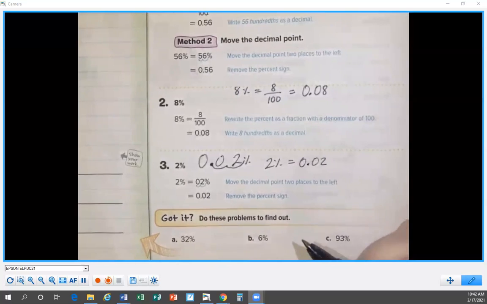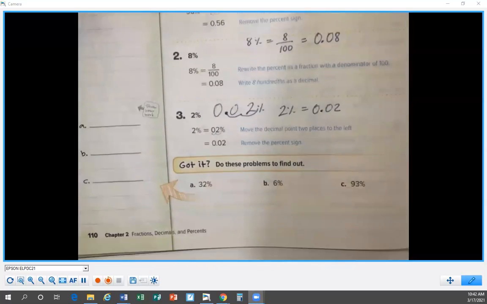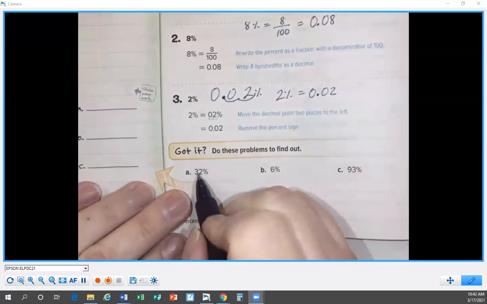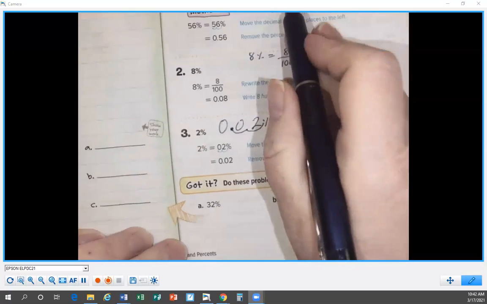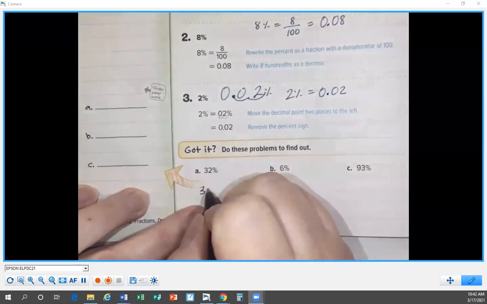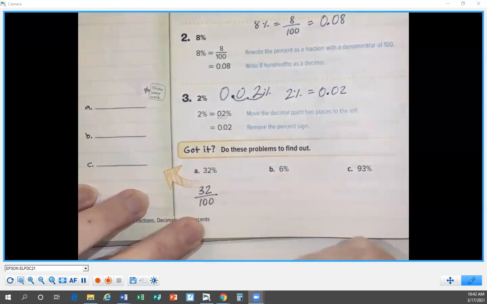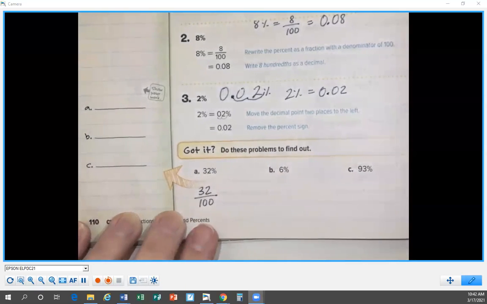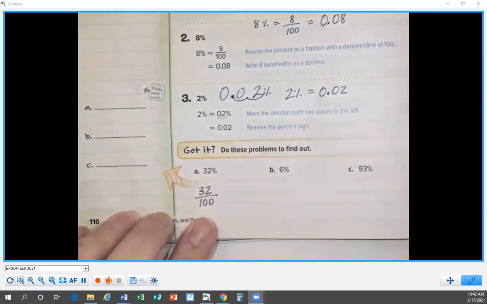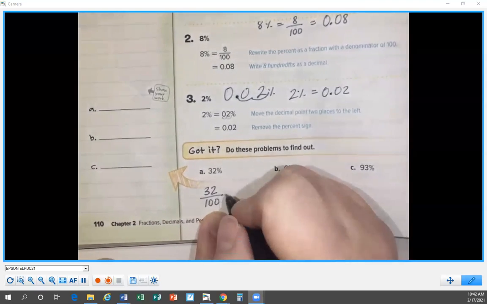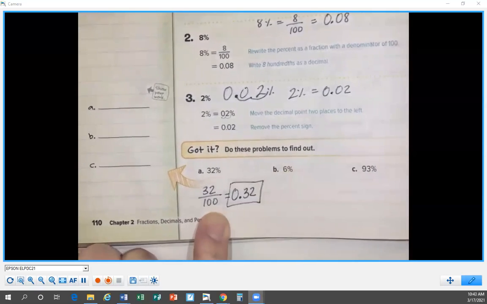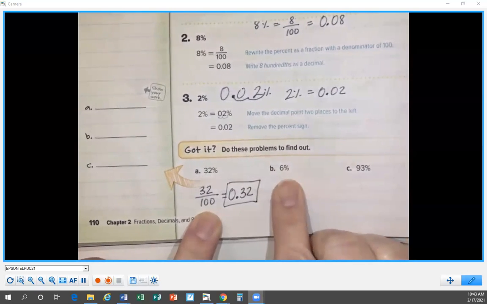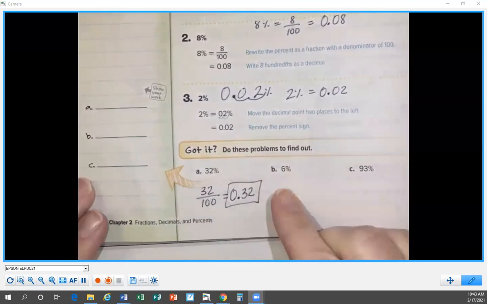All right, let's look at the bottom of page 110. We have 3 examples. So 32%. Okay, so 32%, we'll use this as the fraction. We'll use that first method. So 32% is the same as 32 per 100. So 32 over 100. So how do I read that fraction? I read it as 32 hundredths. And then how do I write that as a decimal? 32 hundredths.